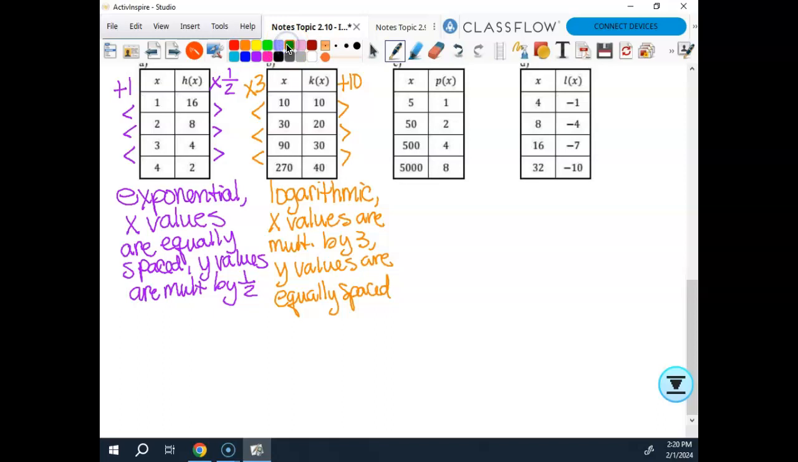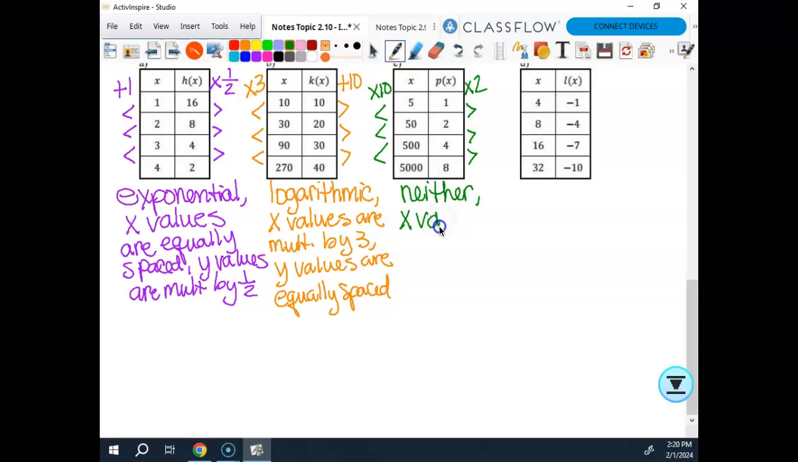Okay, so then let's look at C. Are your x values equally spaced? No. Are they being multiplied by the same number? Yes. Okay. So are your y values equally spaced? No. They're being multiplied by 2, right? So exponential, logarithmic, or neither? Neither. Okay, good. So neither.